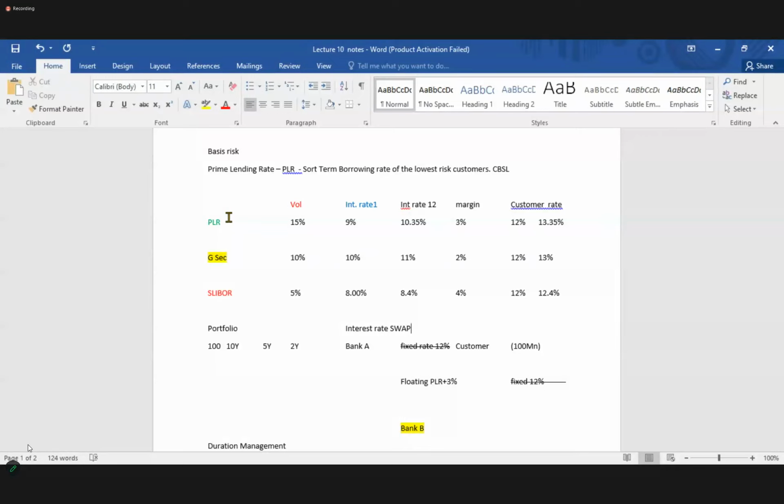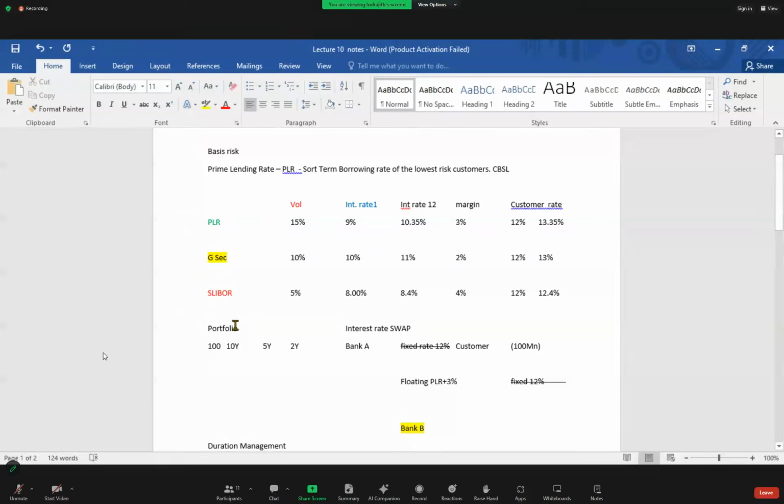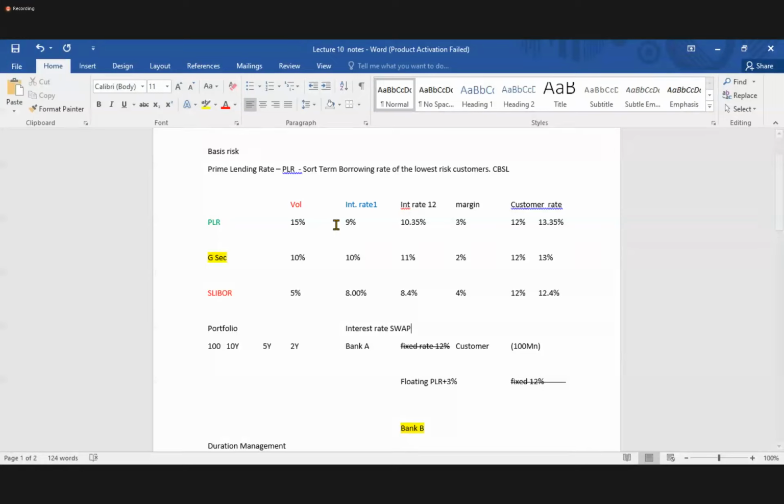The bank would always try to lend at PLR, whereas you would have been better off borrowing based on SLIBOR if you had the bargaining power, and if the volatilities were of this type, right? So you need to be aware of the volatilities of each of the benchmarks, and then see what are the margins that they apply for each of the benchmarks, and then decide on the benchmark to use. So how do you basically get the volatilities?